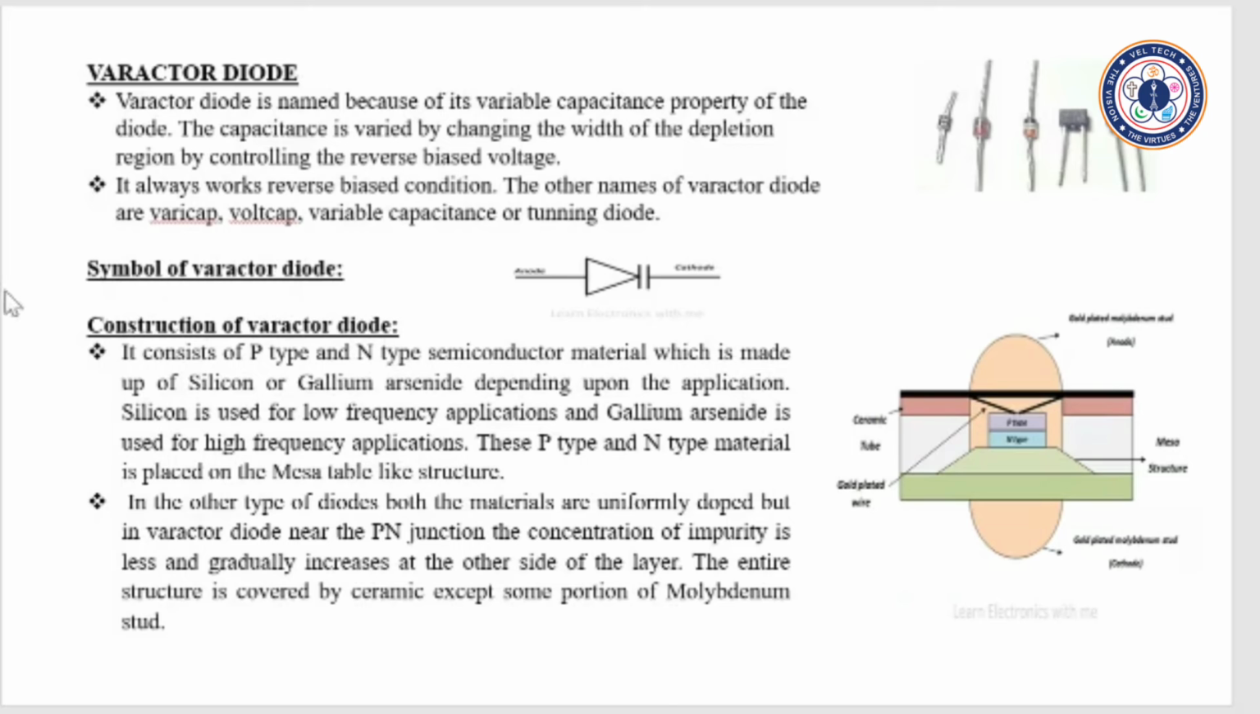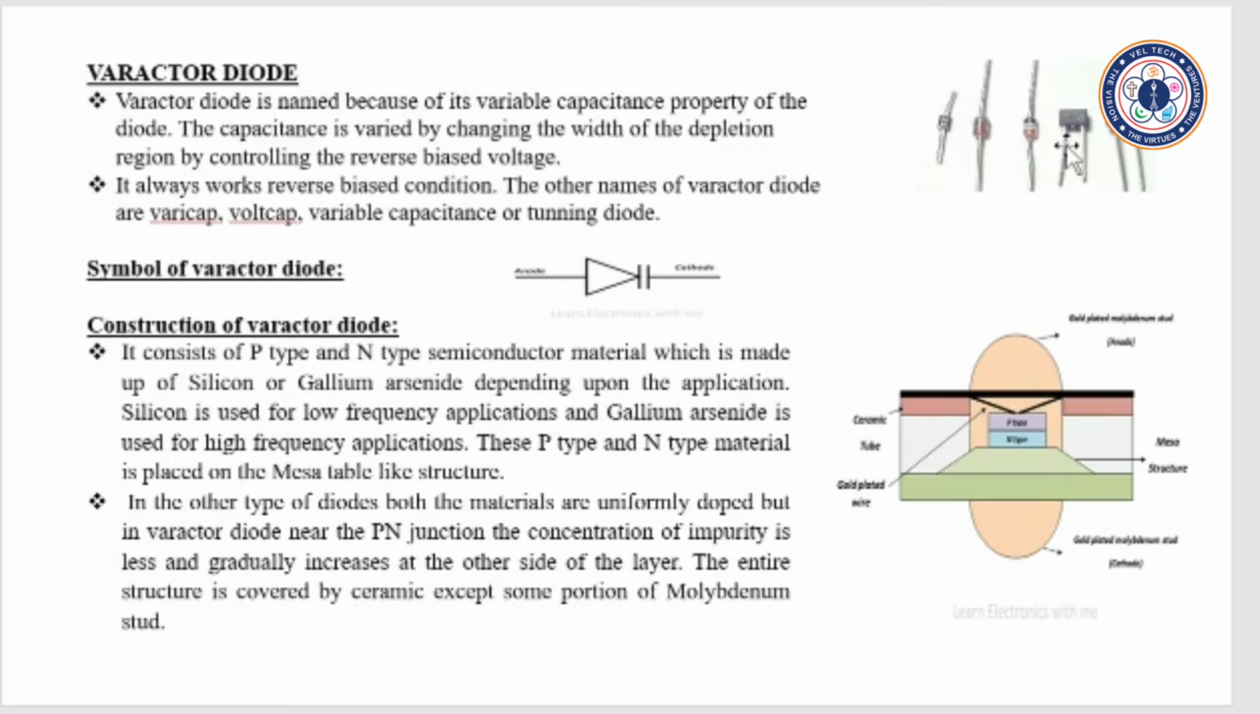Symbol of varactor diode. This is the symbol of varactor diode. Here is one diode shape and the capacitor is in front of this diode. And this whole combination is the symbol of varactor diode. Here see, this is the real-time varactor diode. The real-time varactor diode will look like this.